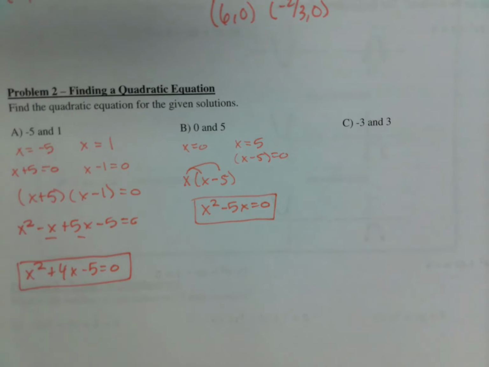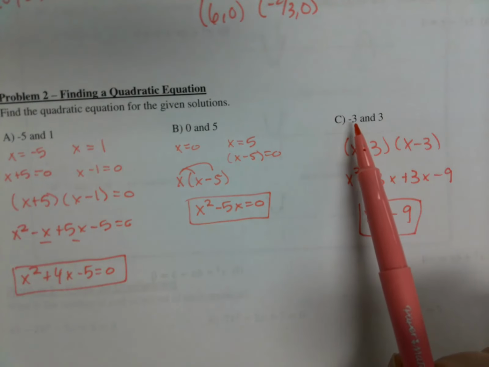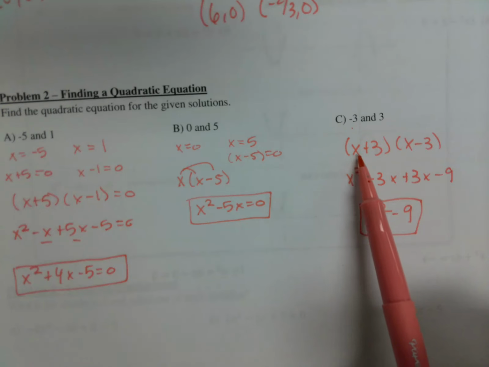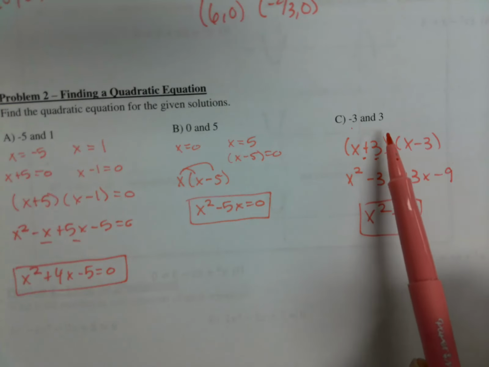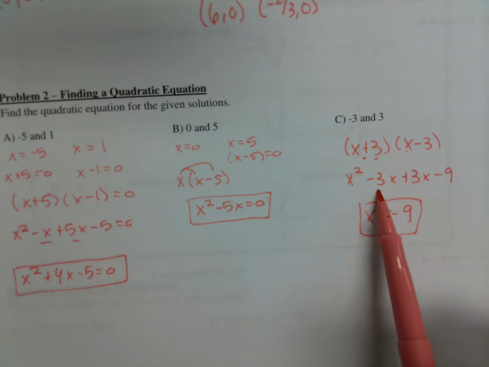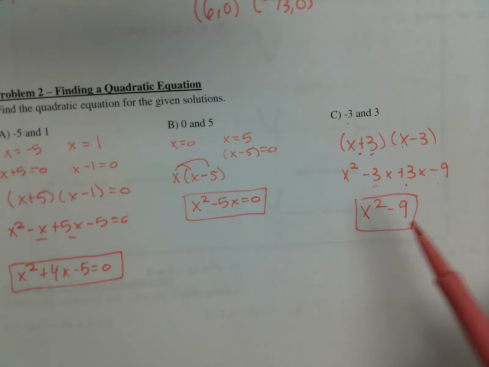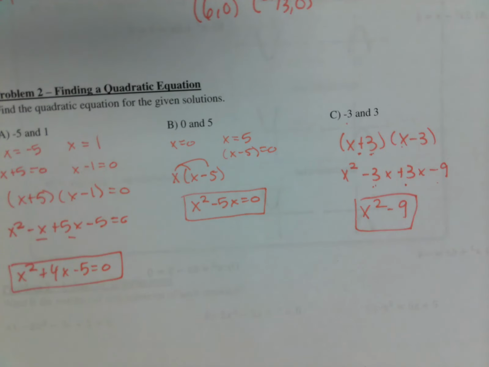Pause the video and try to do this next one by yourself. If you have a solution at x equals minus 3, that represents x plus 3 right here. A solution at x equals 3, that's x minus 3. So if I do my first, outside, inside, last, these two combine together to get 0. So I have x squared minus 9. And there you have it.